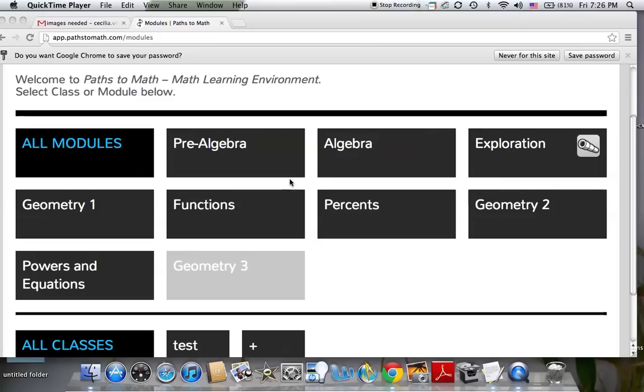As I said, there are 10 modules in Paths to Math. 2 of the modules are still under construction. Let's look at the pre-algebra module.